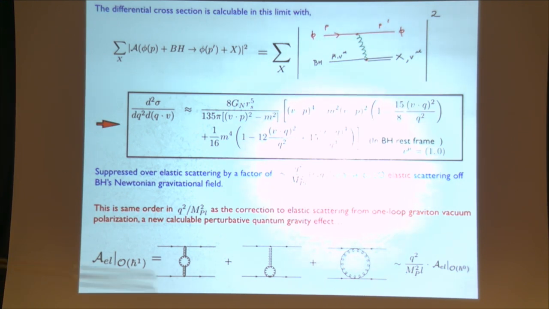And so now we have all the pieces. And so the calculation itself is not so much the point. Rather, it's that it can be done. It's a definite prediction.